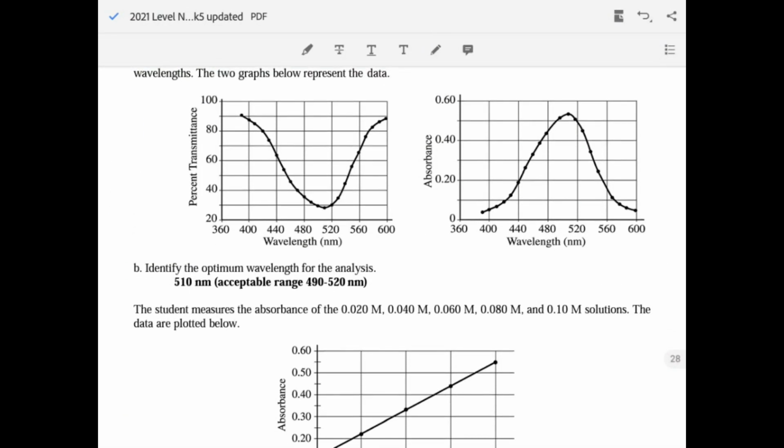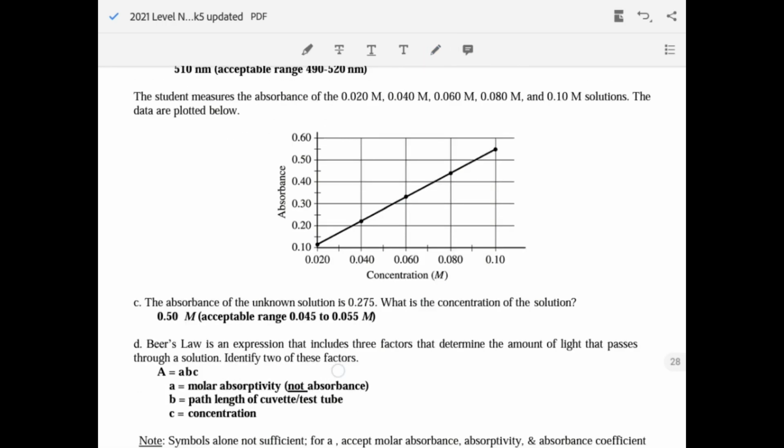For B, identify the optimum wavelength. It's simple, you just find the one where it's minimum or maximum here. So this is 510, so this is good. And then for C, they ask what the absorption of the unknown solution is, 0.275. So you just go to this graph, go to 0.275 here, down, so 0.05, which is in the range, 0.5, sorry. After this should be 0.05, there's a typing mistake.